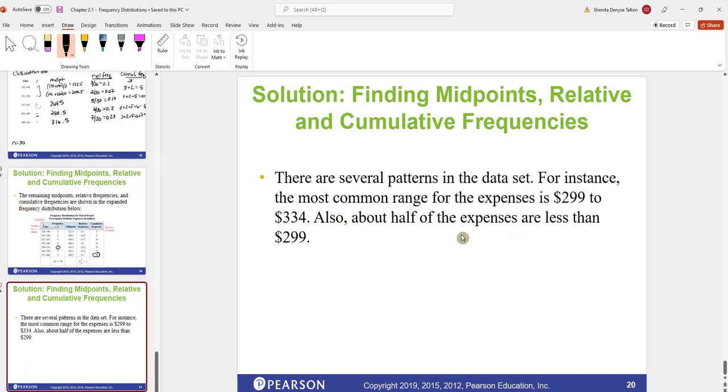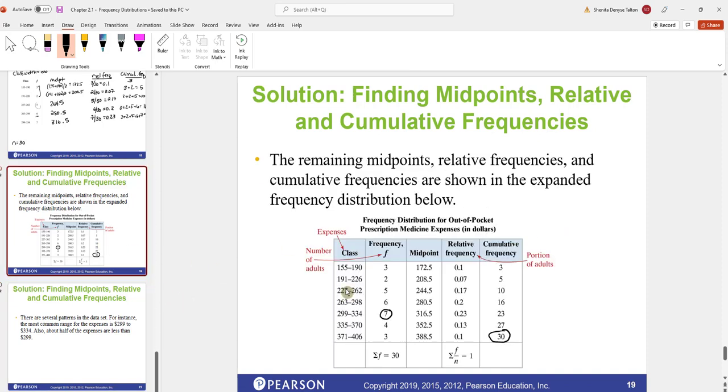And then we can also see about half of the expenses are less than $299. So if you look here, this is $299. If you count from here to here, you have about 11, 12, 13, 14, 15, 16 here, and from here to here, you got 14. So a little bit more than half paid less than $299.